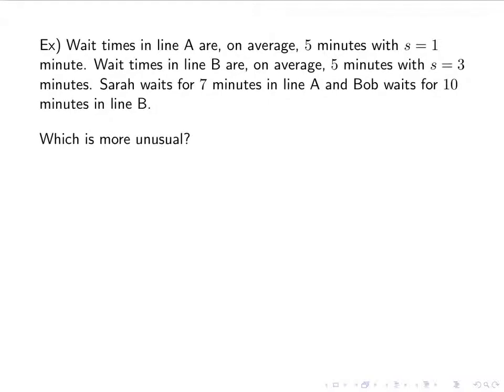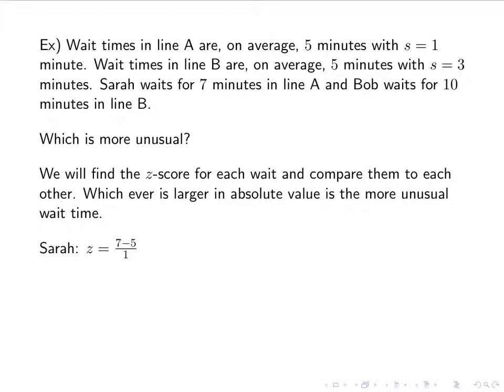Which is more unusual? In order to compare things from different data sets, in order to find out which one is more unusual, we will look at their z-scores, because what we're doing is standardizing them across different data sets. So we're going to take the z-score for each one, and whichever one is bigger in absolute value is more unusual. Remember, the larger the z-score, the further away from the mean the value is in terms of its standard deviation. The further you are from the mean, the more unusual you are.